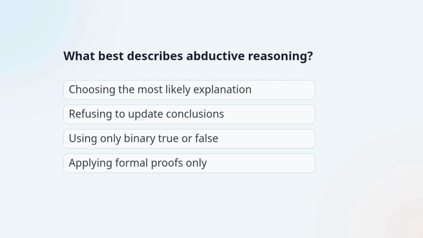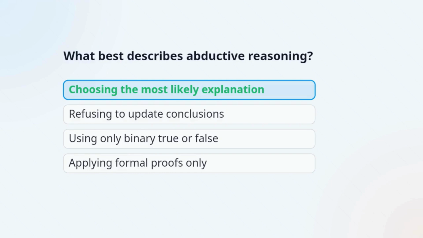Question 3. What best describes abductive reasoning? The correct answer is choosing the most likely explanation. Abductive reasoning works with incomplete information and tries to infer the most plausible cause or explanation.